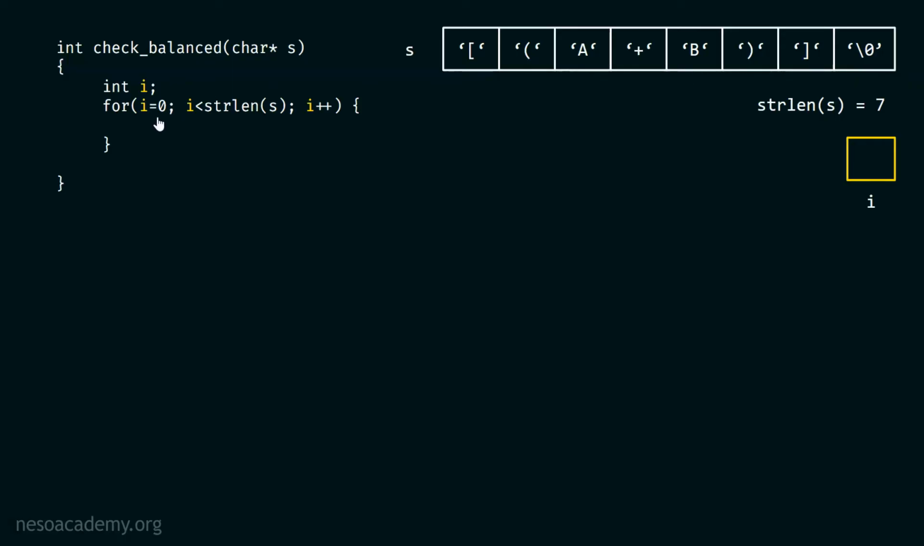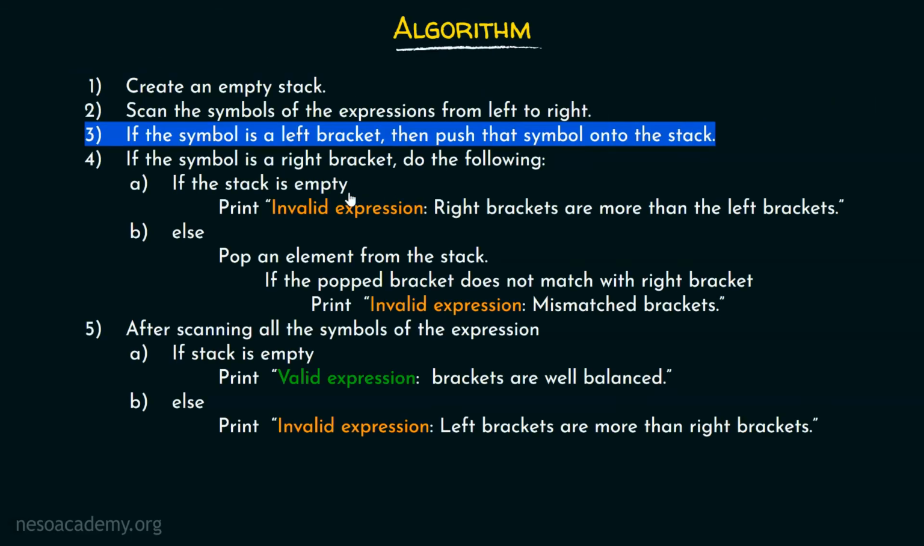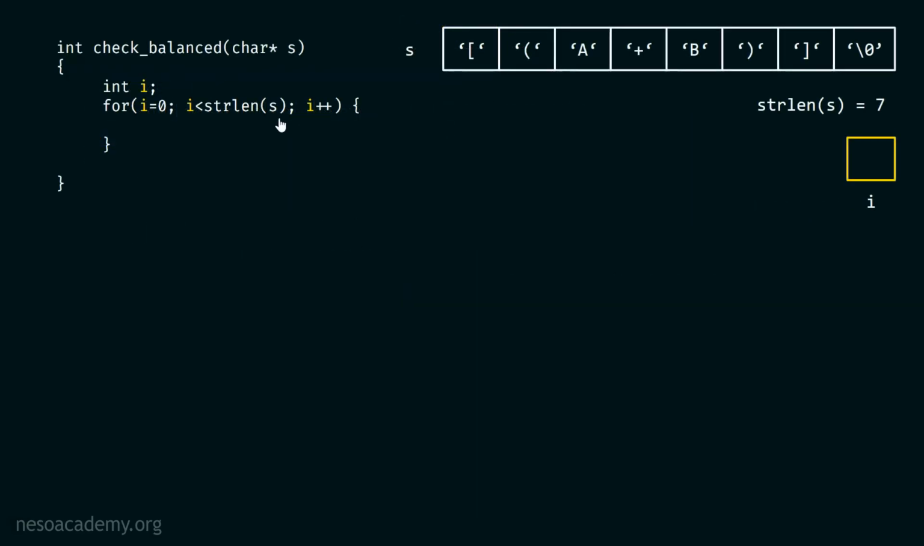Scan the symbols of the expression from left to right. This means we need this for loop for this purpose in order to scan the symbols of the expression which we are available with. Now the next step is of course to check this. If it is the case that the symbol is a left bracket, we must push that symbol onto the stack. Here you can see this, that I is 0, which means that first we will scan this symbol. Isn't that so? We have encountered this symbol.